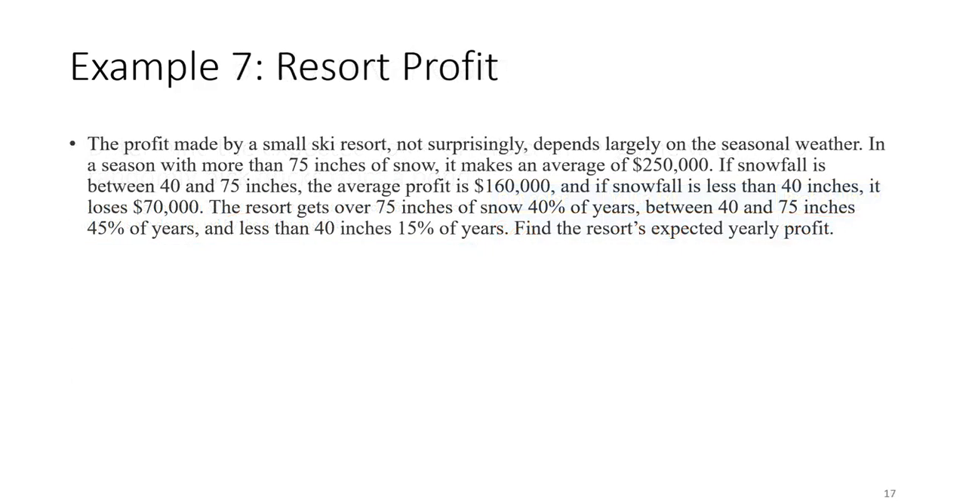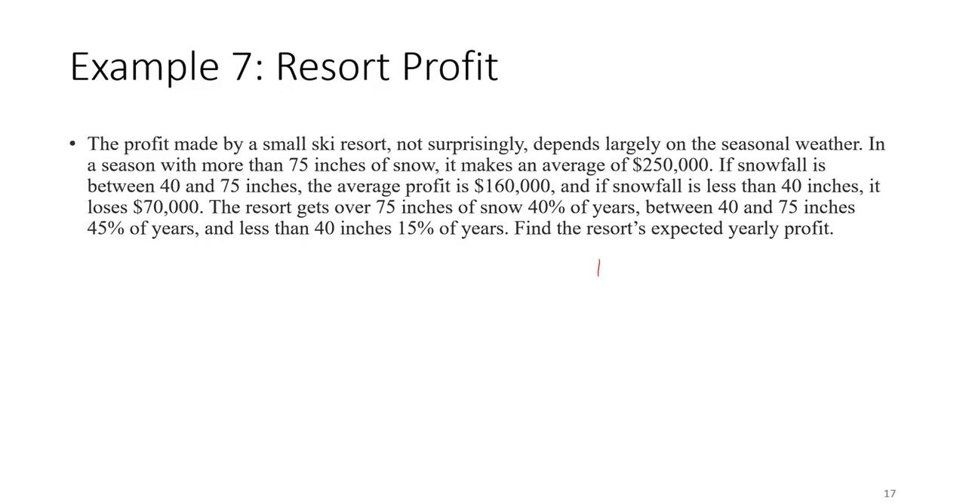Finally, we can find the expected value of a particular situation if we know the probability of all the possible outcomes. So the profit made by a small ski resort depends largely on the weather. In a season that has more than 75 inches of snow, the resort will make an average of $250,000. If the snowfall is less, between 40 and 75 inches, the profit's $160,000, and if it's less than 40, it loses $70,000. The resort gets over 75 inches of snow 40% of years, between 40 and 75, 45%, and then less than 40, 15%. And so we want to determine the resort's expected yearly profit.